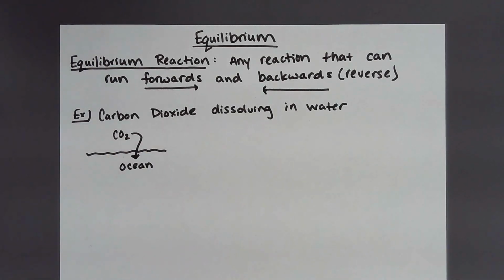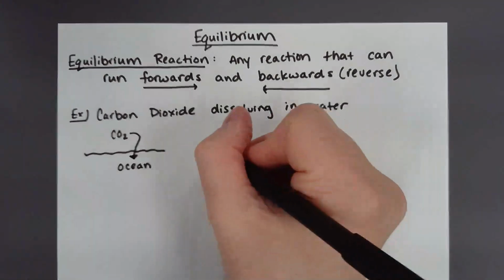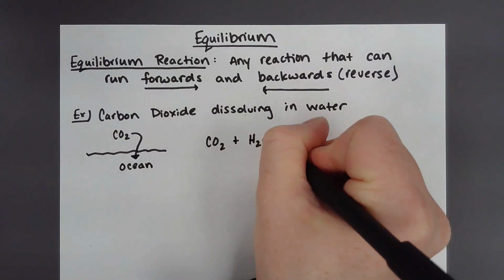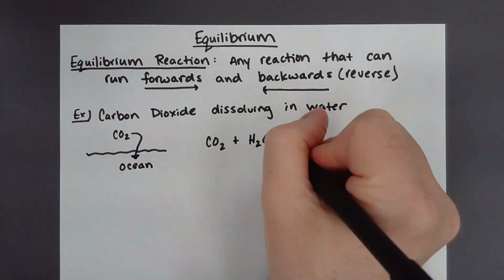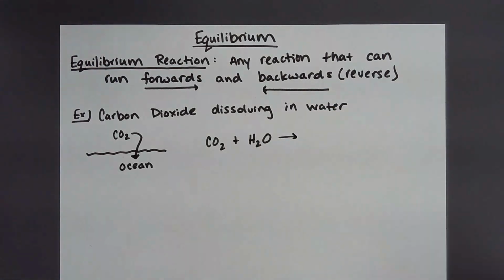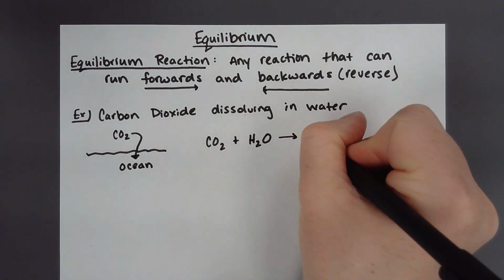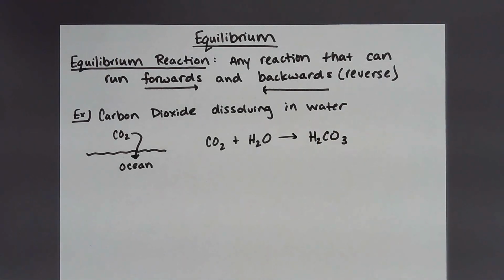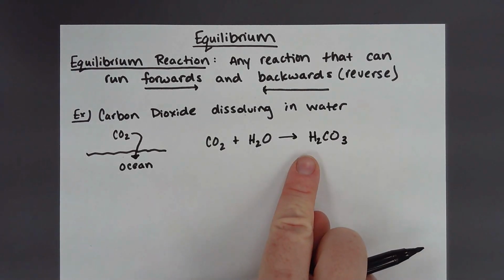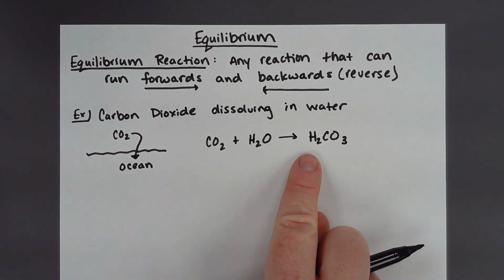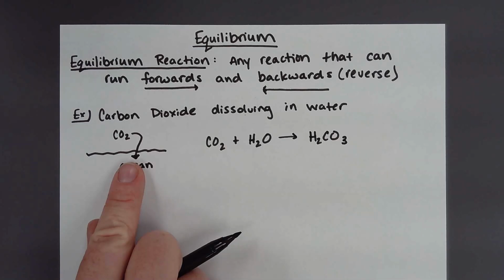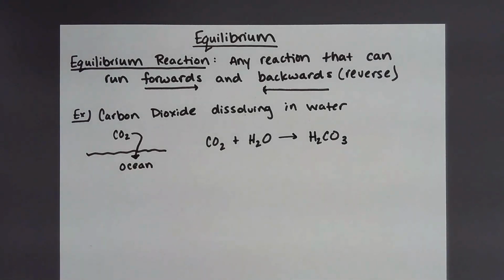And when it hits the ocean, it's actually reacting with the water in the ocean. So when we take that CO2 and we mix it with ocean water, we get a slightly more acidic ocean because we form the acid carbonic acid. Now, this is not permanent. This reaction is temporary.